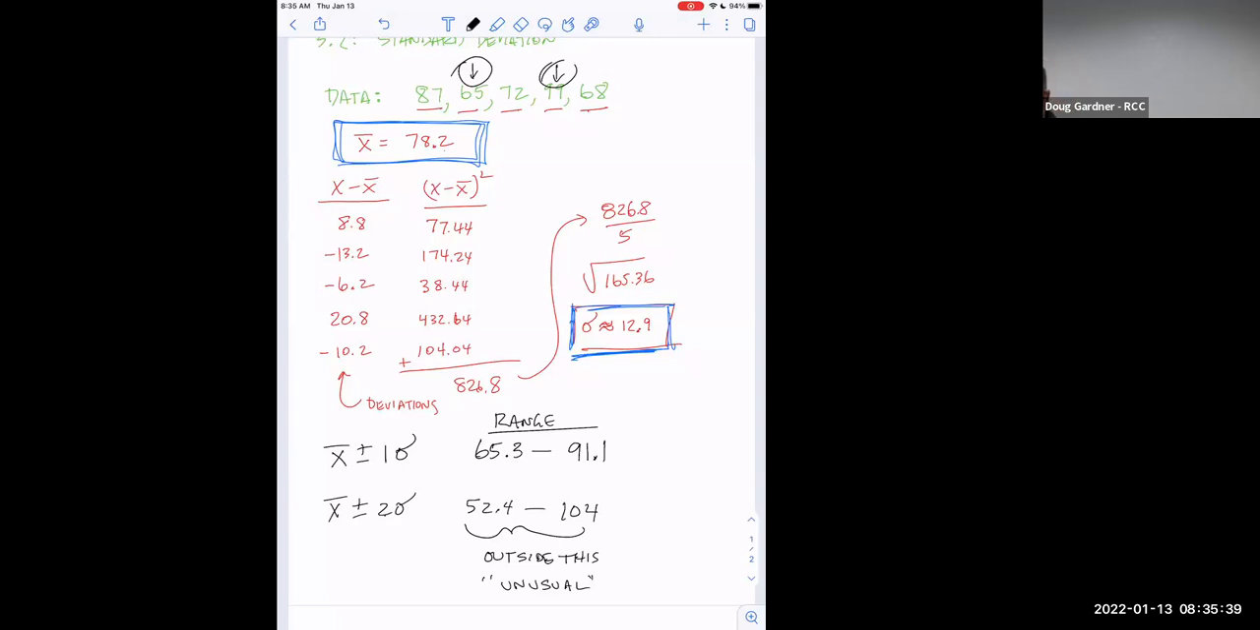So now, easy. All you do is type it in. 87, enter. And you can also hit the up and down arrow keys right here. But 87, enter. 65, enter. 72, enter. 99, enter. 68, enter. All my data is in there now.